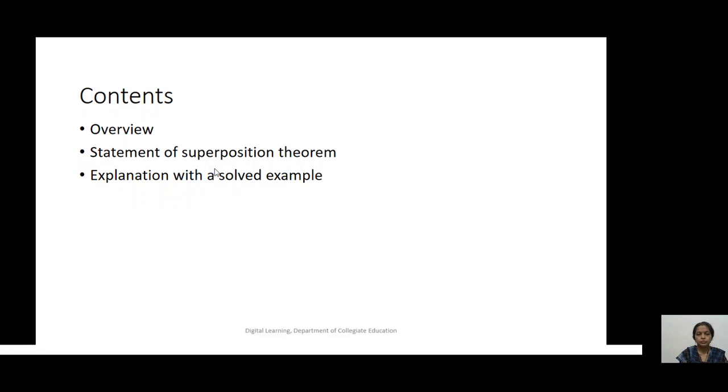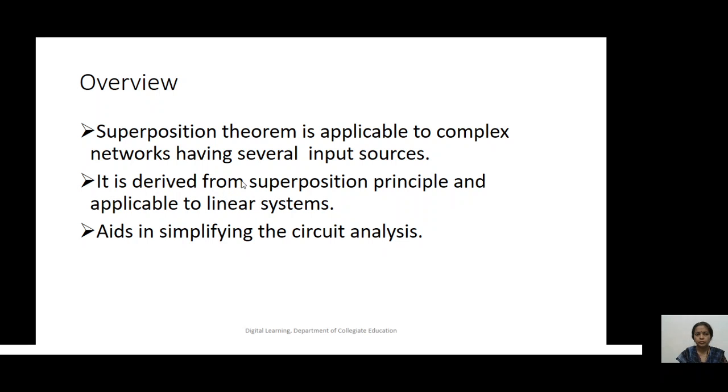So, contents of this video are overview, statement of superposition theorem, explanation with a solved example. Overview. So, superposition theorem is applicable to complex network having several input sources. Only when there are multiple input sources, superposition theorem is applicable. It is derived from superposition principle and applicable to linear systems.